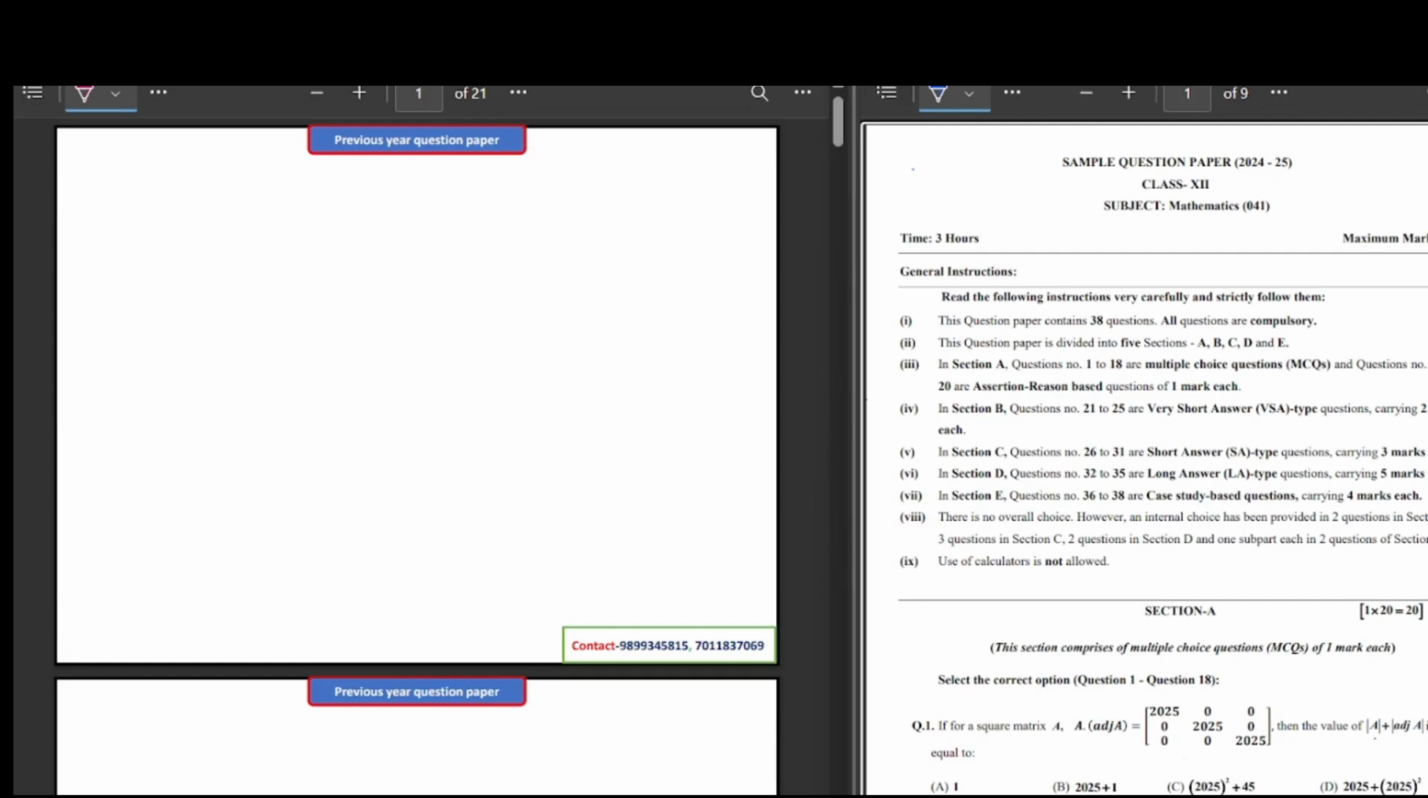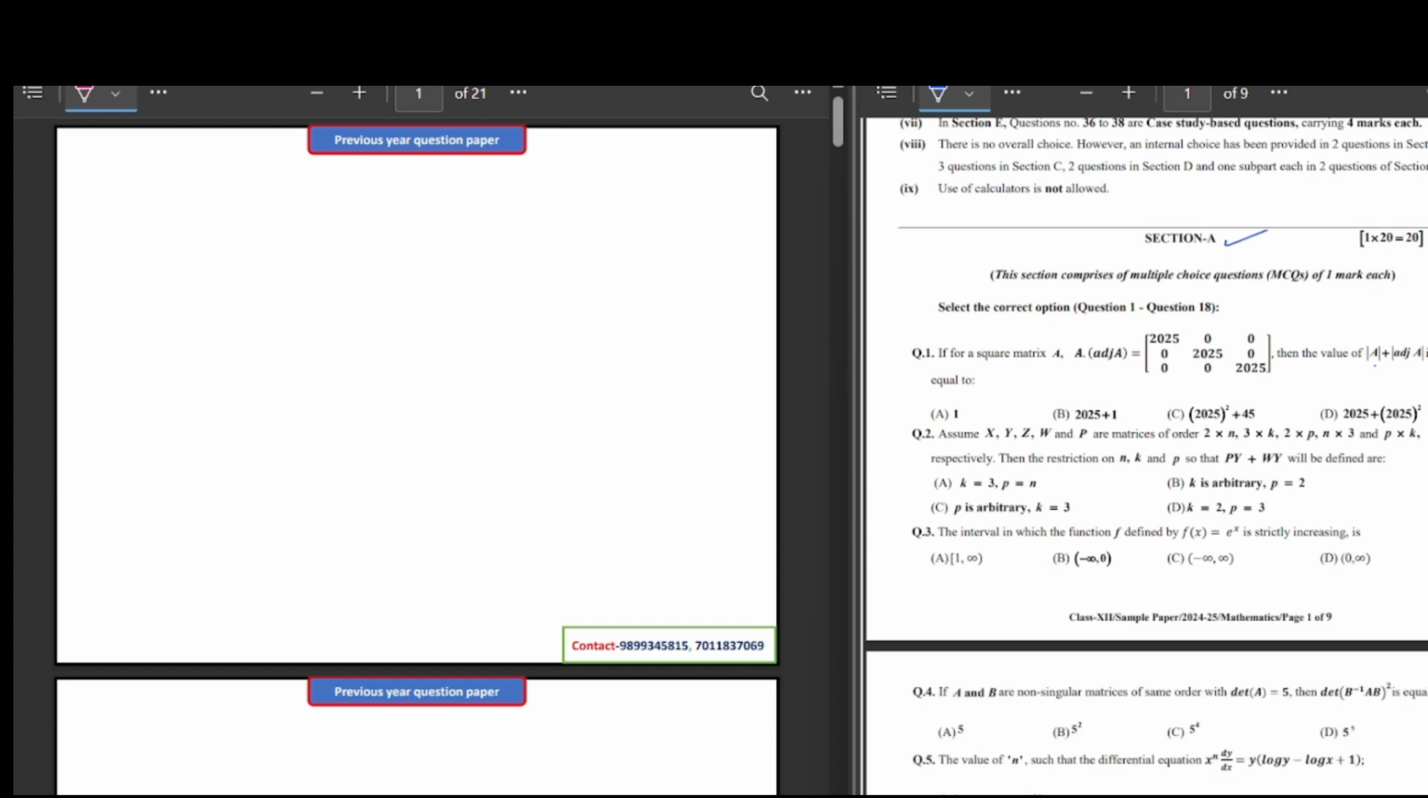Hello everyone. Today we will discuss the sample question paper of class 12, 2024-25. This is new for the session, and the subject is Mathematics, code 04. These are all the instructions given in the question paper, and this is Section A. Each question of Section A is a 1 mark question, because all of these are MCQ based questions.